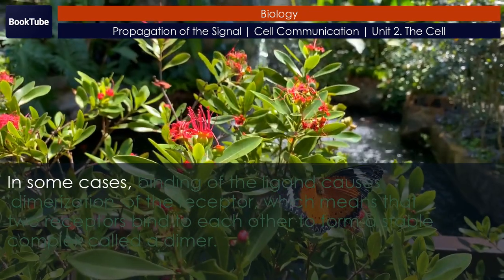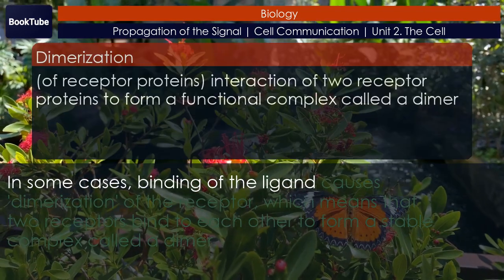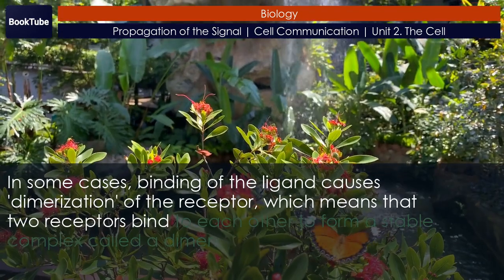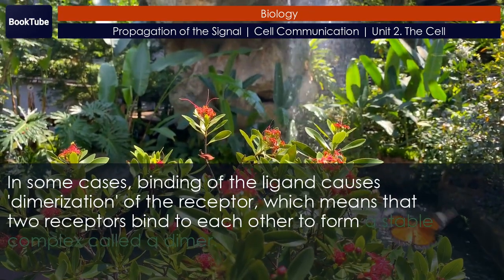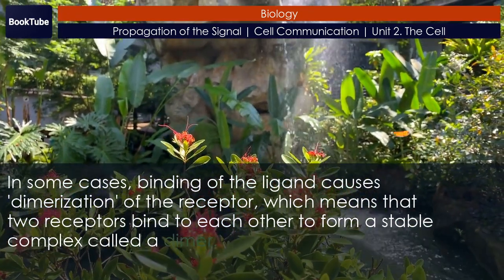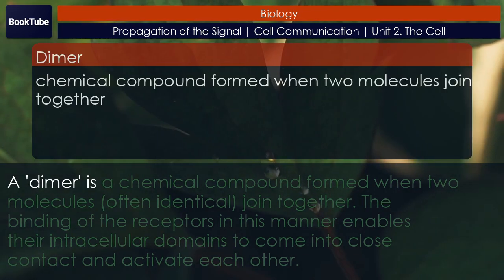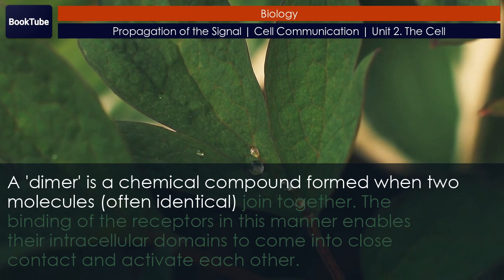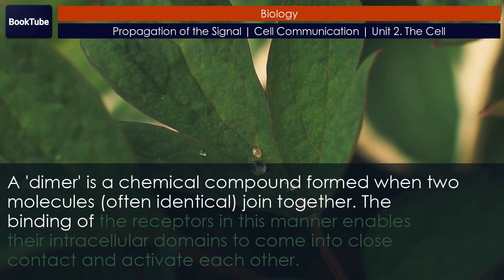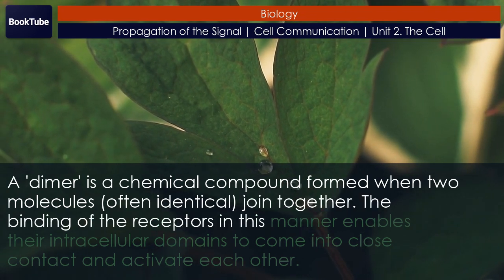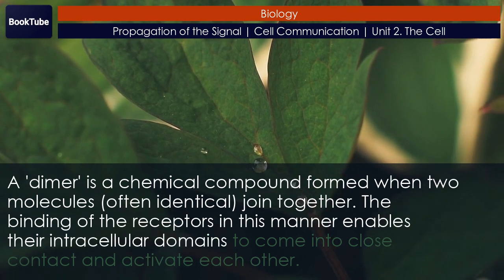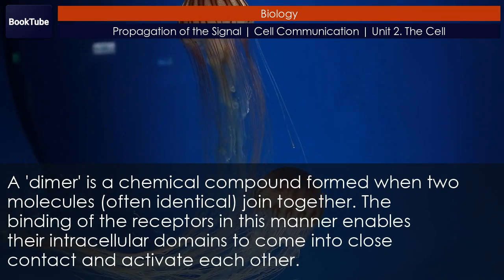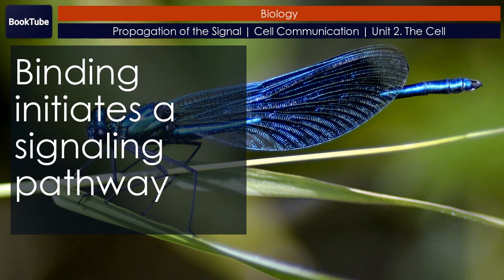In some cases, binding of the ligand causes dimerization of the receptor, which means that two receptors bind to each other to form a stable complex called a dimer. A dimer is a chemical compound formed when two molecules, often identical, join together. The binding of the receptors in this manner enables their intracellular domains to come into close contact and activate each other. Binding initiates a signaling pathway.